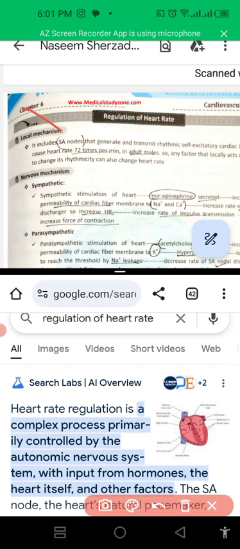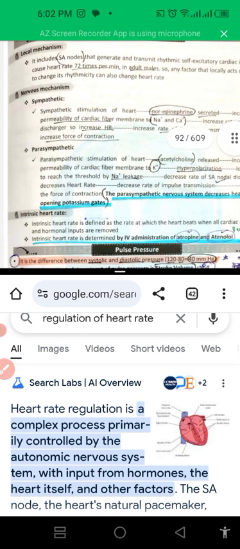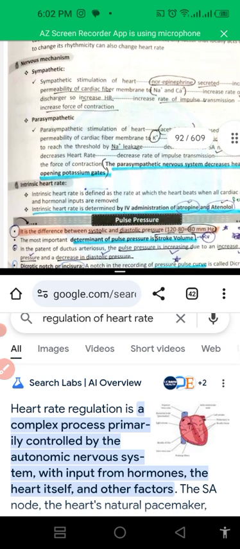Local mechanisms, like the SA node, which is the pacemaker of the heart, generate rhythm, and it is located in the right atrium, sulcus terminalis. The nervous system also contributes to heart rate maintenance. The sympathetic nervous system stimulates heart rate with norepinephrine, and the parasympathetic decreases it via acetylcholine and through a potassium mechanism. So in this way, heart rate is maintained by the sympathetic and parasympathetic nervous systems.